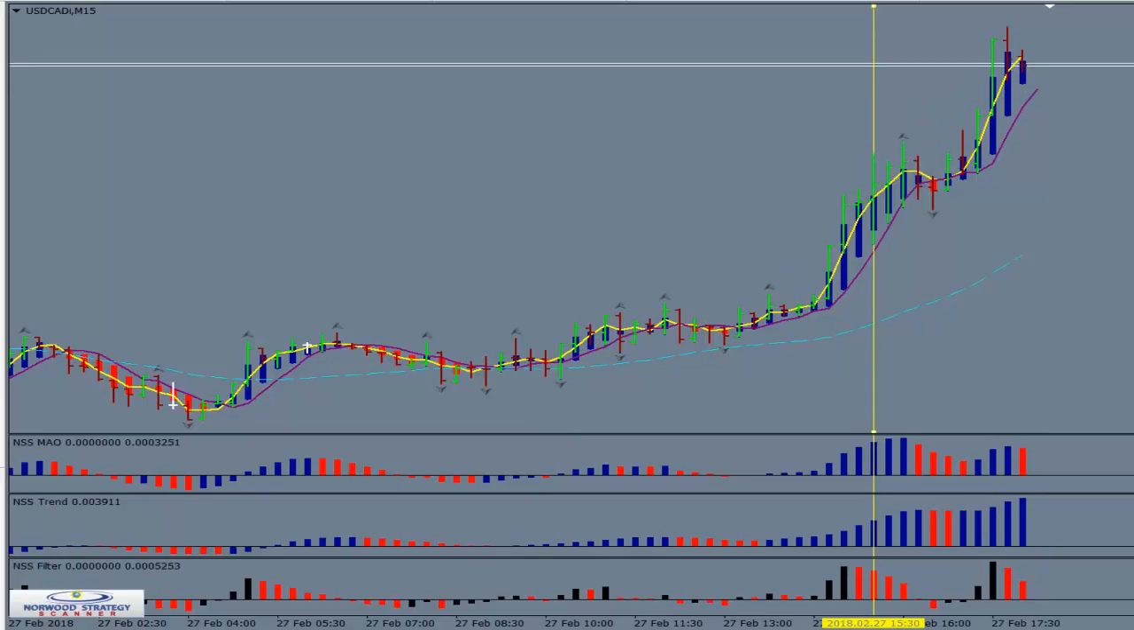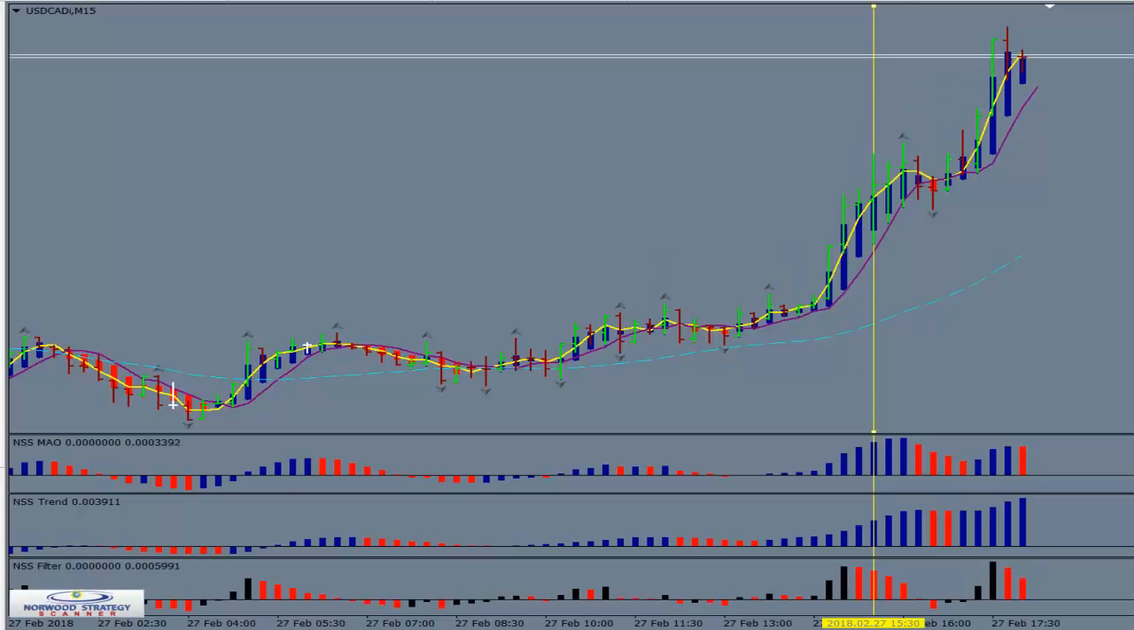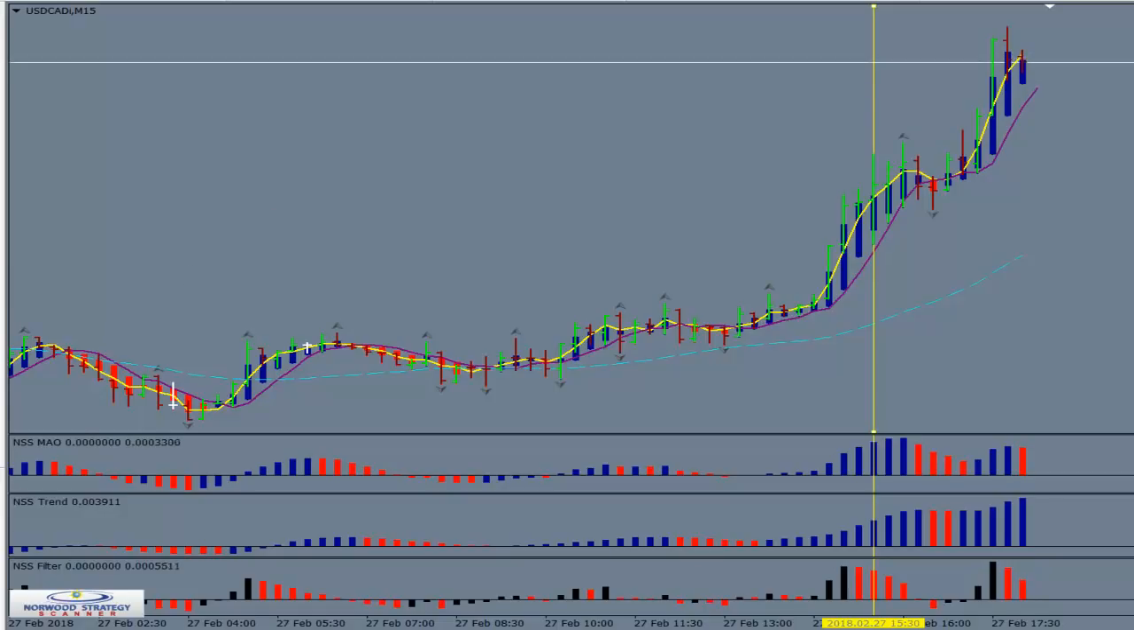I'm going to scroll through some pairs. I have about 12 pairs that I trade, and sometimes that's almost too many. I'm thinking about cutting it down to fewer pairs. So I'm going to scroll through these pairs, quickly look at them, and see which way you should be trading at the present time.